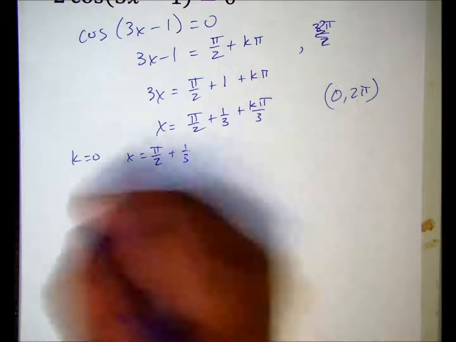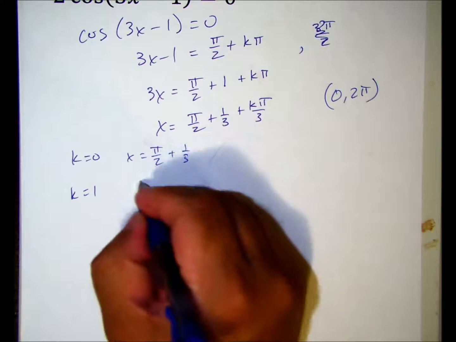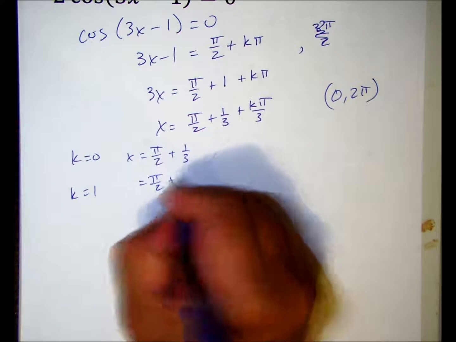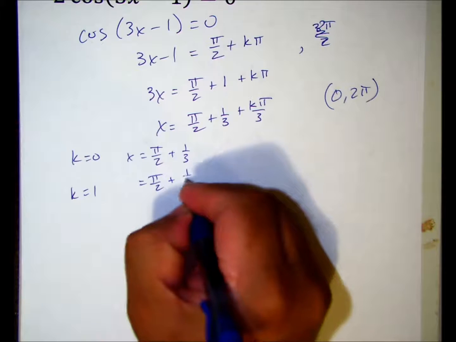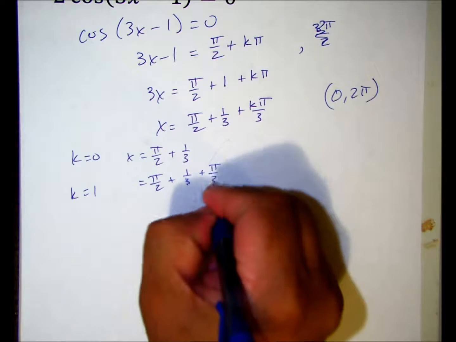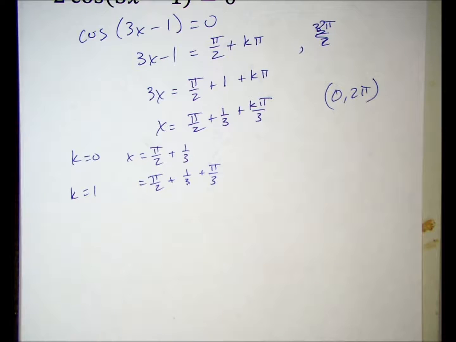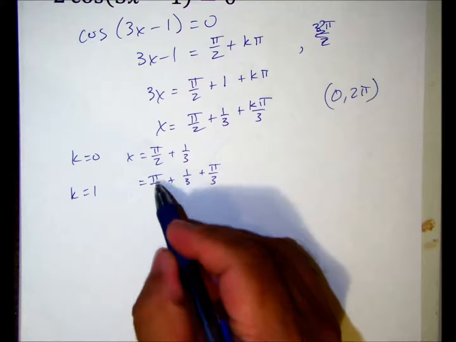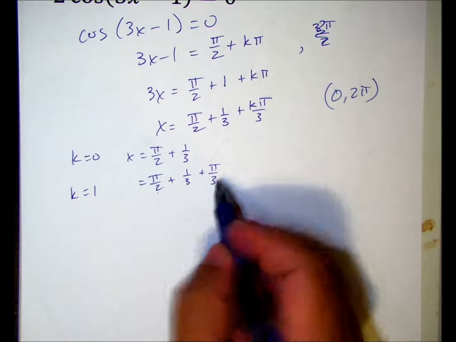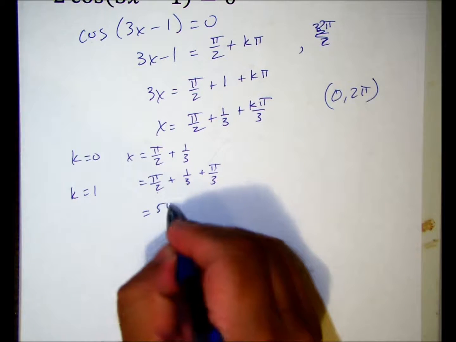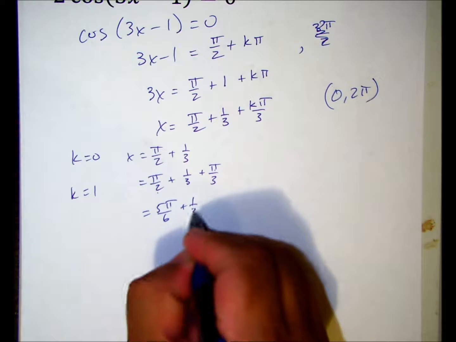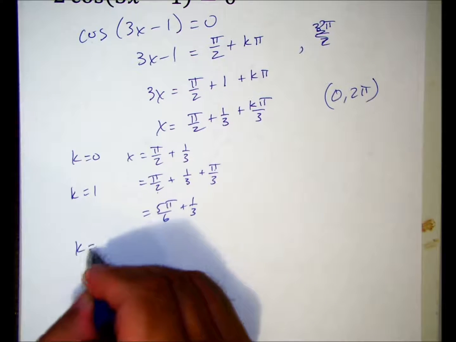K equals 0 wipes that out. K equals 1. Pi over 2 plus 1/3 plus pi thirds. I'm wondering if I want to simplify that. I don't really want to. That's 3 pi over 6 and 2 pi over 6, so 5 pi over 6. 5 pi over 6 plus 1/3. I mean, that's just ugly. Alright. K equals 2.